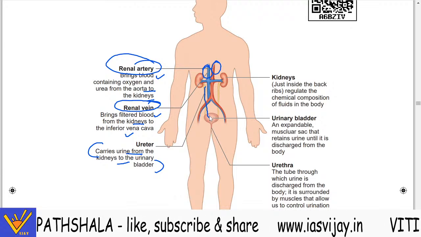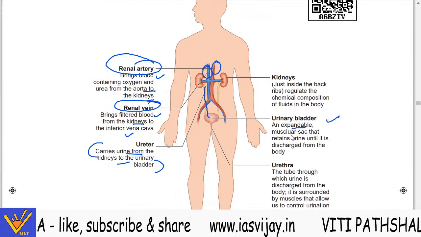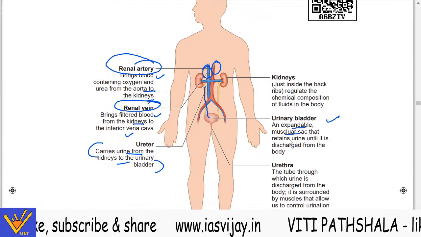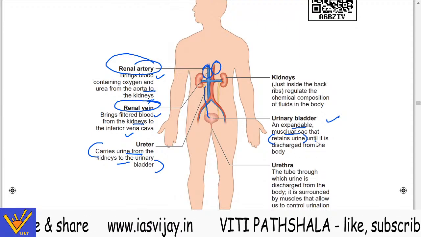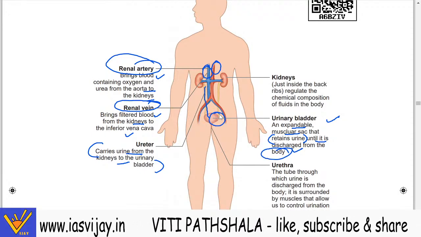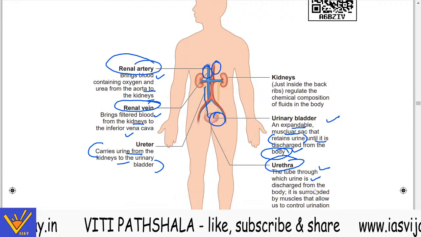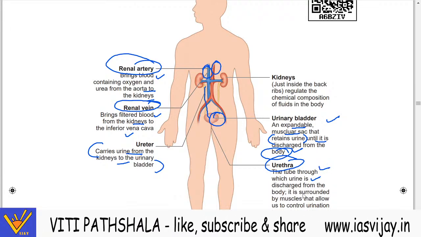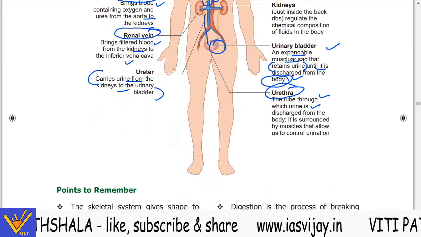Now next comes your urinary bladder, an expandable muscular sac that contains your urine until it is discharged from our body. Now the urethra is the tube through which the urine is discharged from the body, and it is surrounded by the muscles that allow us to control the urination.